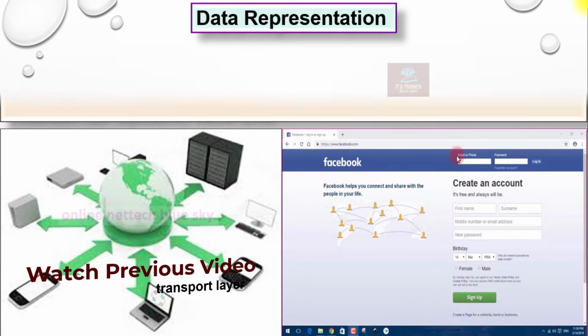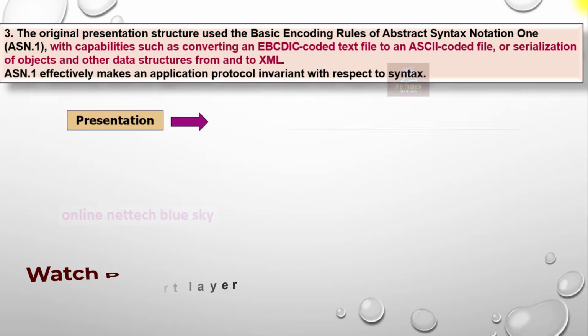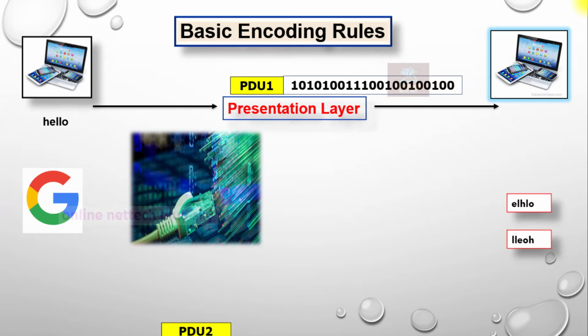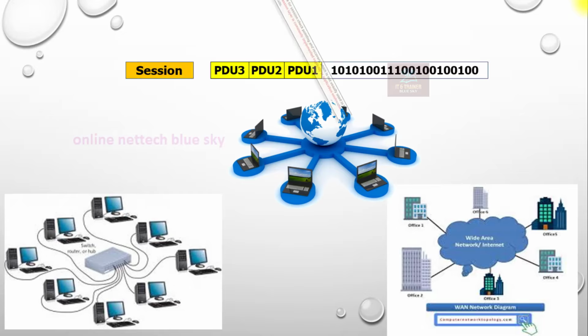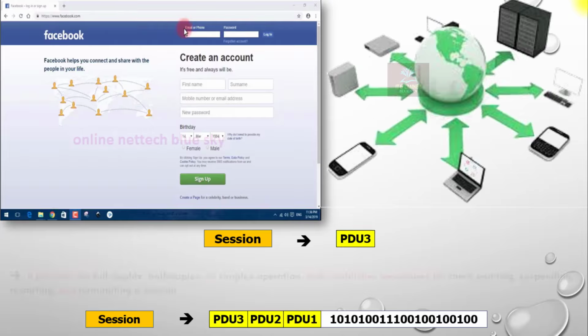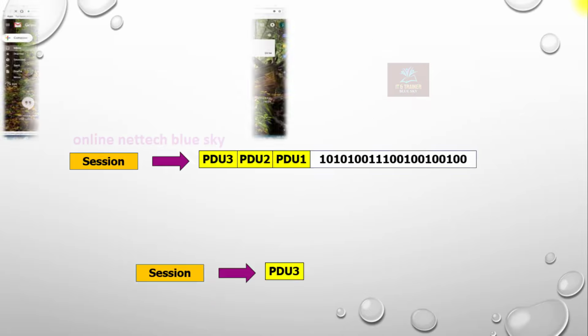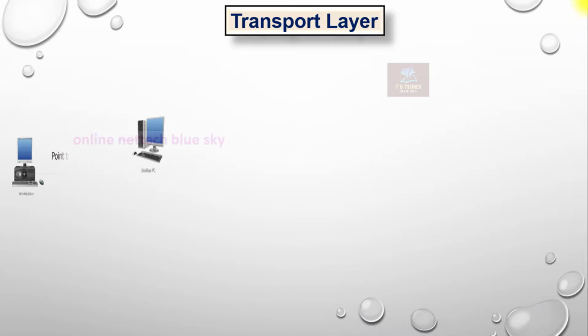Transferring data is the presentation layer. You can see different types of data, sending and receiving, with basic encoding rules. Then the session layer. What is the session layer? This is very important for understanding the session layer and how a session works in your computer.